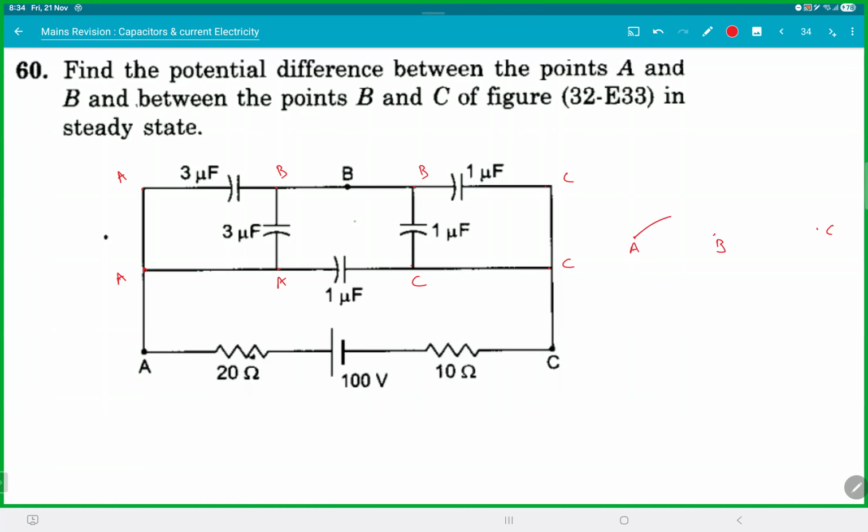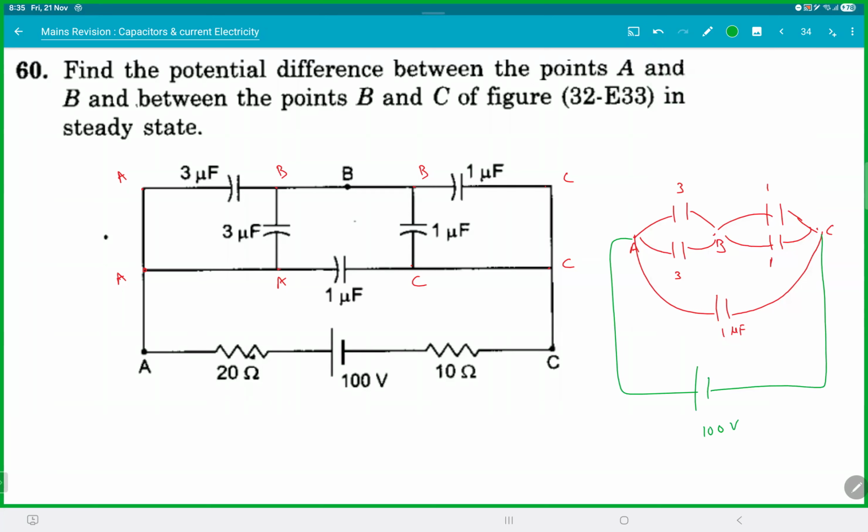So the 3 microfarad and the 3 microfarad are between A and B. So this is 3 and this is 3. And between A and C there is one more. And between B and C there are two more. 1 microfarad and 1 microfarad. And this is 1 microfarad. Getting it? This is your thing there. This is 1 microfarad and there the battery is here.